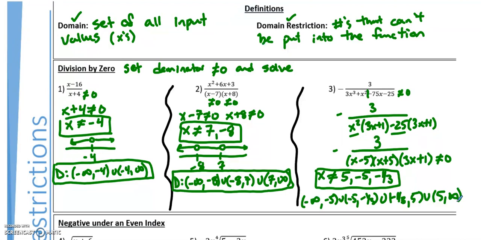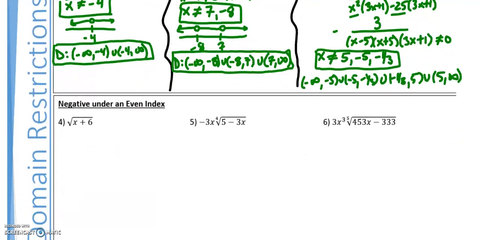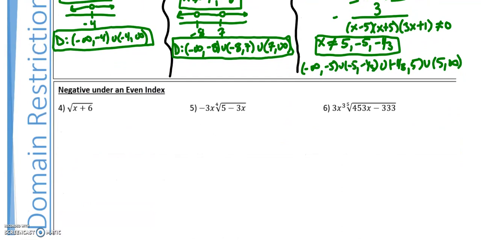So division by 0, if I have any sort of variable in my denominator, I have to make sure the bottom doesn't equal 0. That's my first set of domain restrictions. My second set of domain restrictions is a negative underneath an even index. By even index, I mean square root, fourth root, sixth root, etc. So if I end up with variables underneath an even index, in order to ensure they're positive, I have to set what we call the radicand greater than or equal to 0. By radicand, I just mean stuff under the square root or the even index.